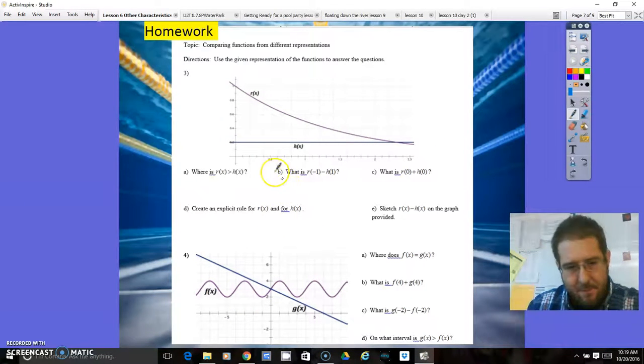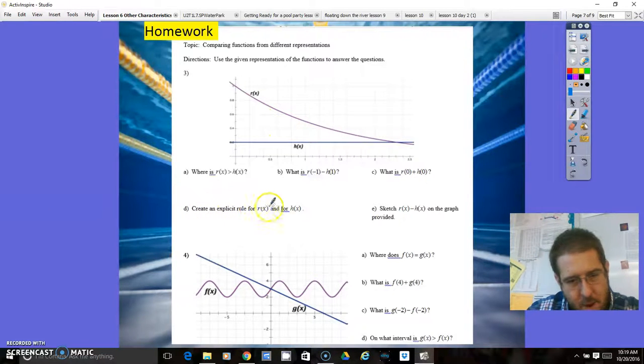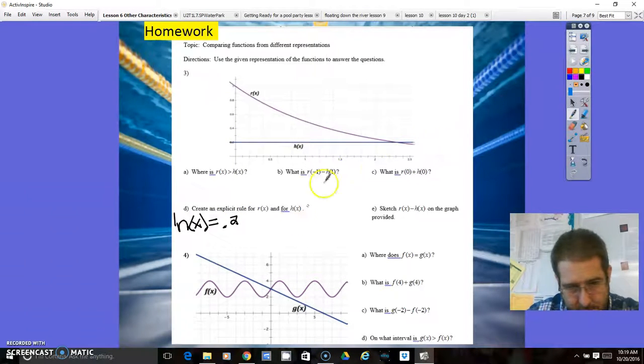We already did the top half for homework on the other video, so let's do the bottom half. Oh, it looks like I didn't do these questions. I didn't realize these questions go with this graph. Okay, so let me go back and do that. Create an explicit rule for r of x and for h of x. An explicit rule. Well, h of x looks like it's 0.2 the entire time. So h of x equals 0.2. That's pretty easy because there's no x. There's no unknown here. We know h of x is going to be 0.2 the entire time.